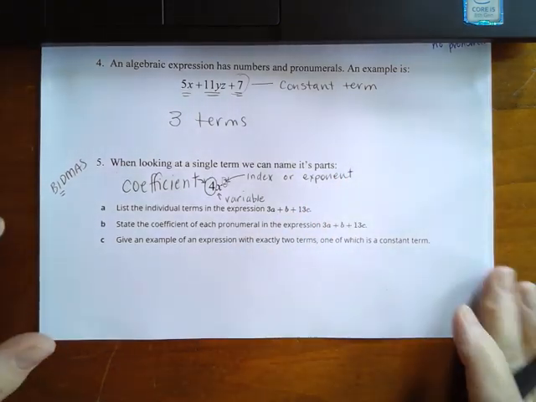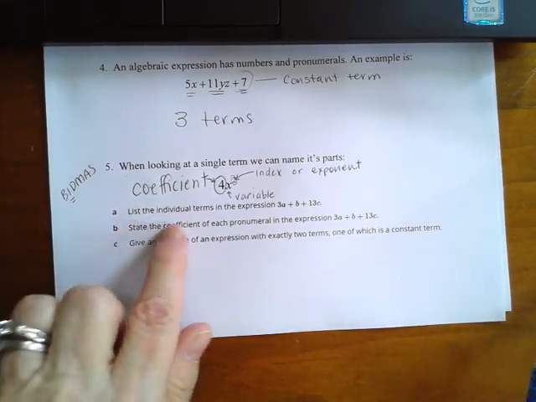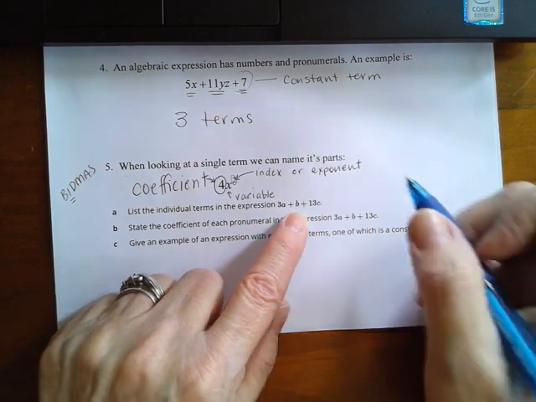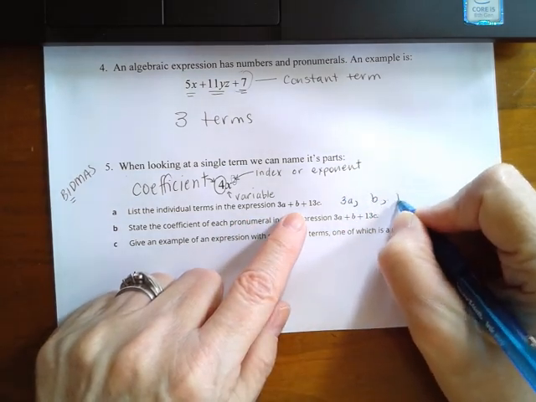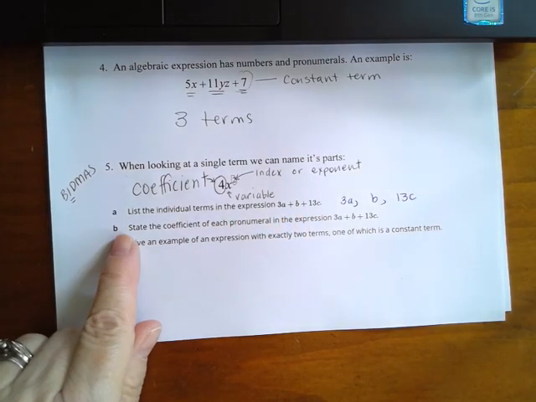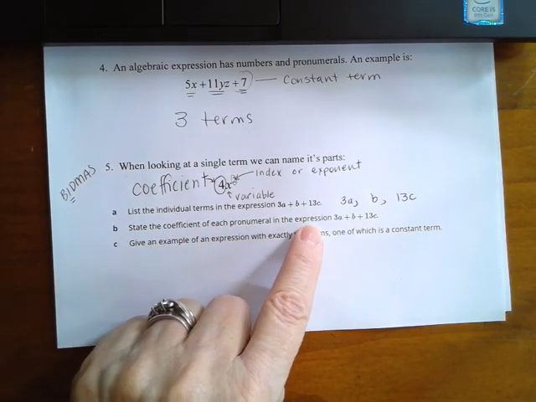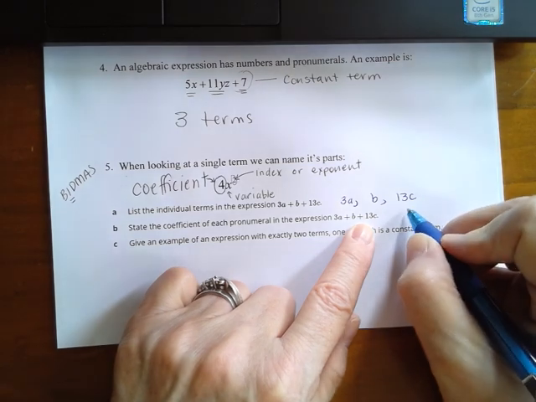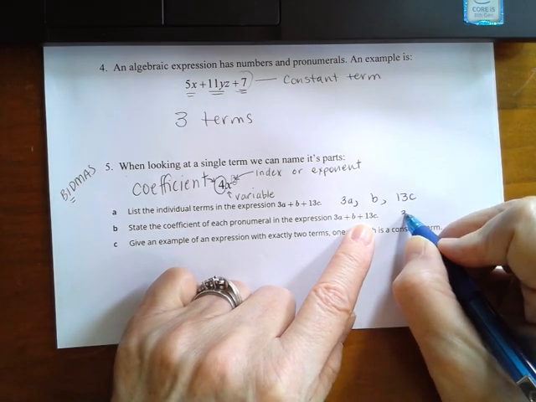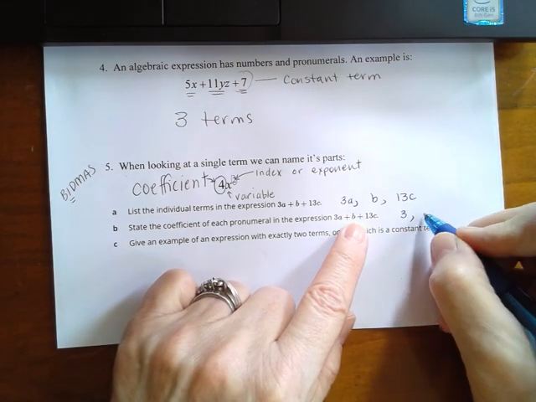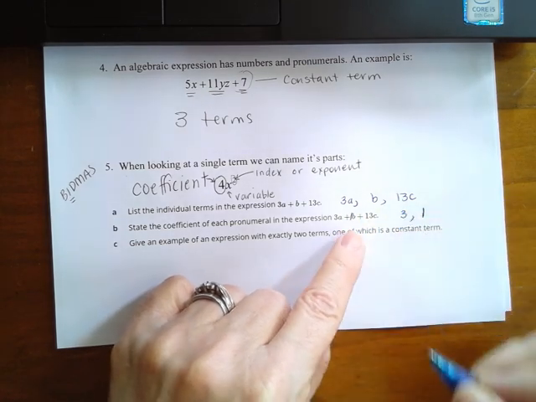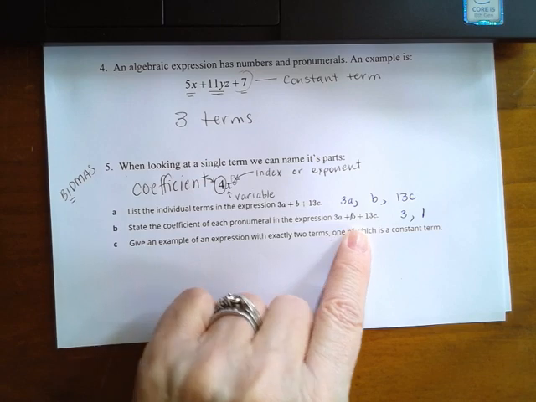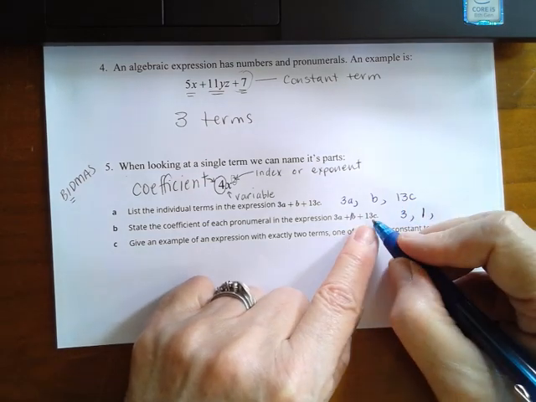Okay, wow, so let's do some examples here. It says list the individual terms of this expression. So 3a is one of them, b is one of them, and 13c is another one of them. State the coefficient of each pronumeral in this expression. Well, the coefficient of a is 3, the coefficient of b is 1. There's an imaginary little 1 there. When there's no coefficient, the coefficient is 1. And 13.